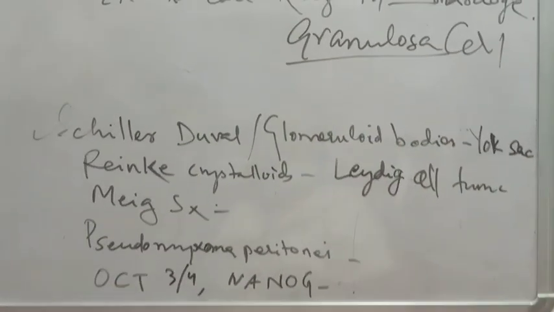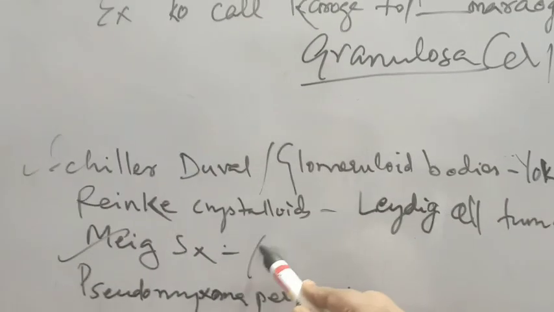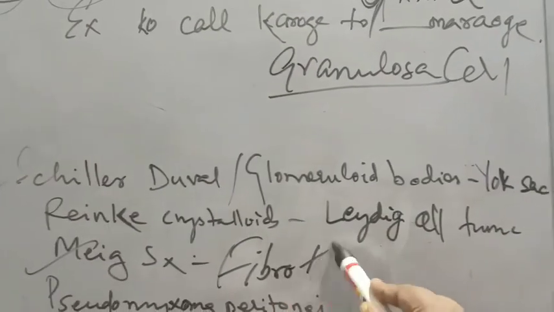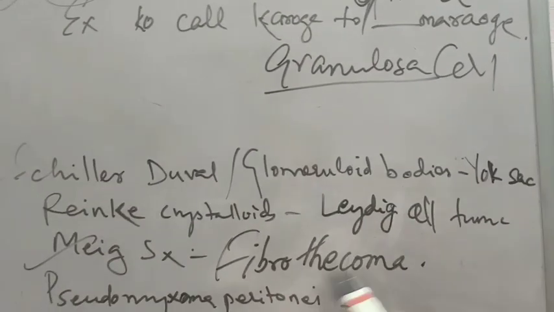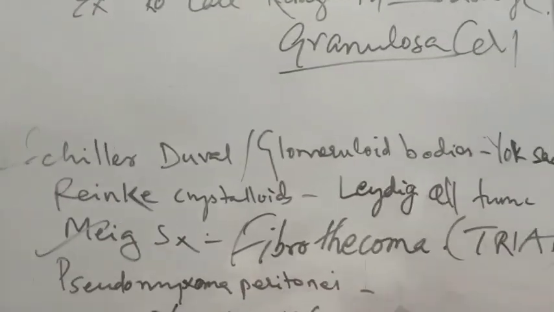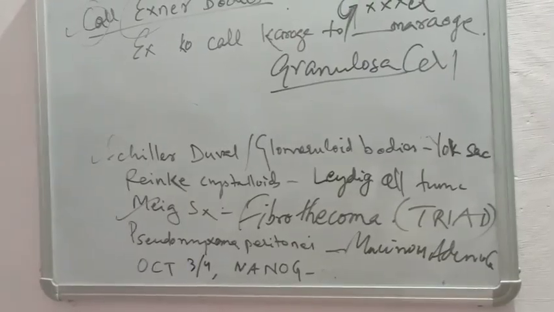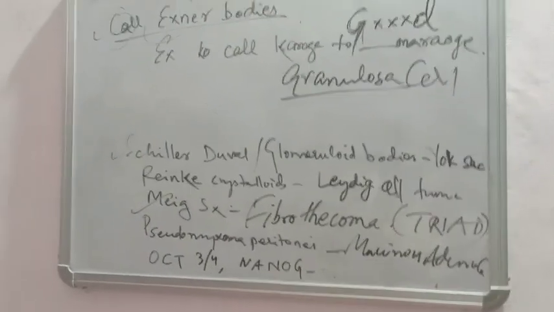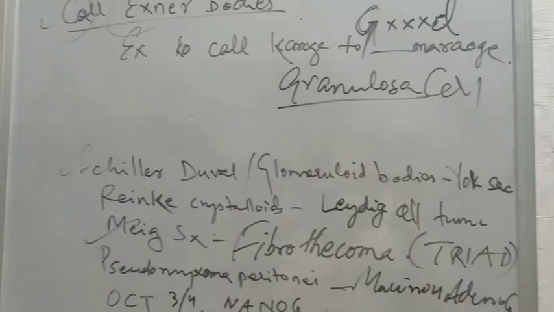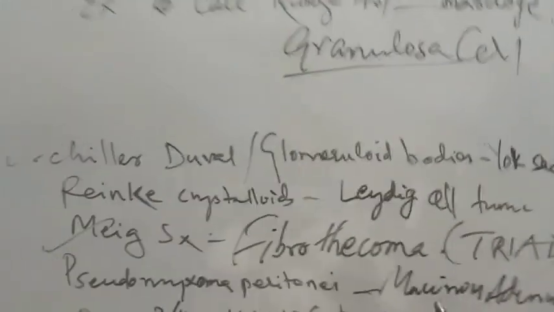Meigs syndrome. Meigs syndrome is a very famous question. This one I will tell you. It usually comes in medicine. Meigs syndrome is seen in fibrothecoma. It is a triad. I will tell you about the triad later. Pseudomyxoma peritonei, mucinous adenocarcinoma. Then OCT3, 4 or NANOG. These two markers you will read. What will be the answer? The only other famous tumor which is left, dysgerminoma. Dysgerminoma, OCT3, NANOG.